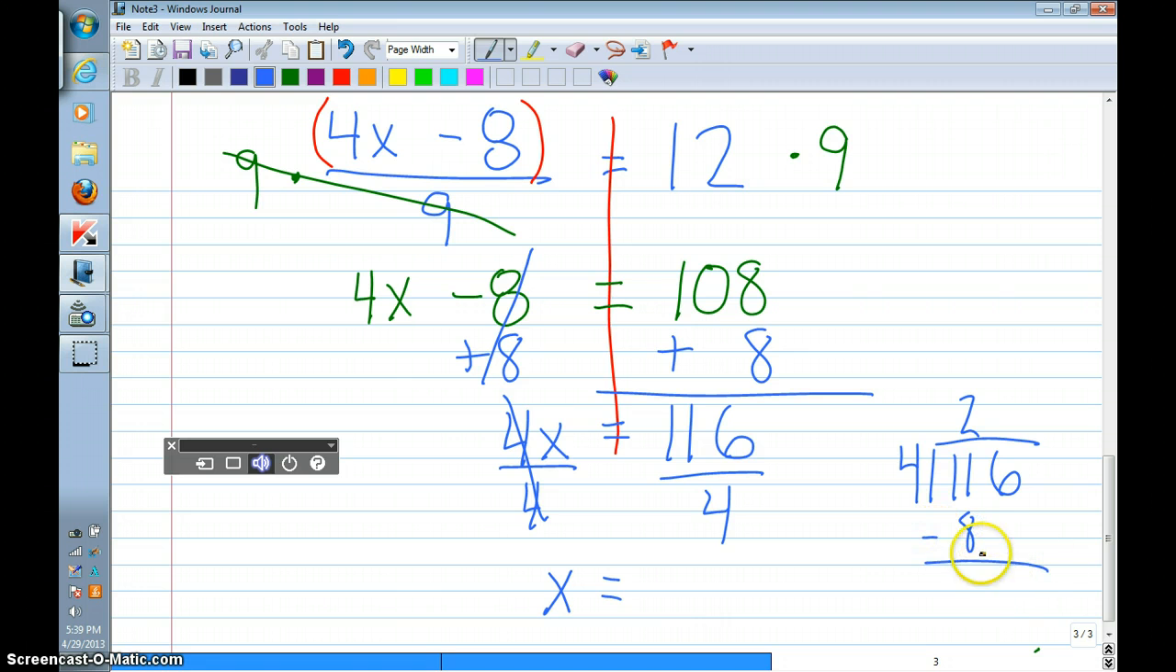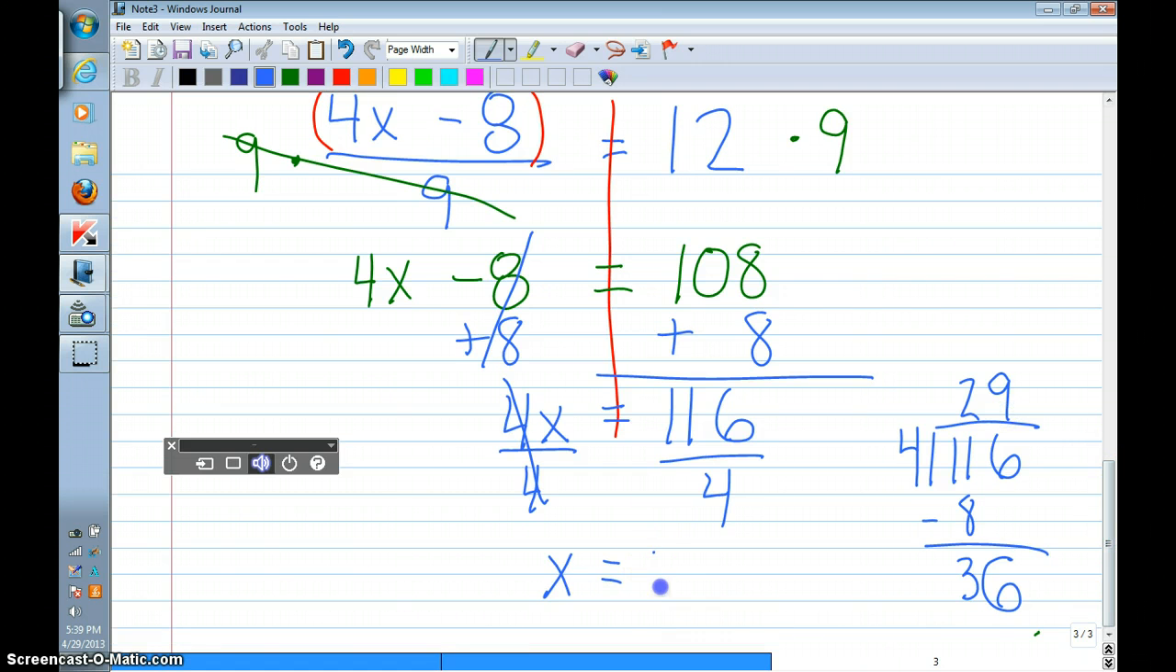Let's see, 4 goes into 36, there we go. So x is equal to 29, I got for my final answer.